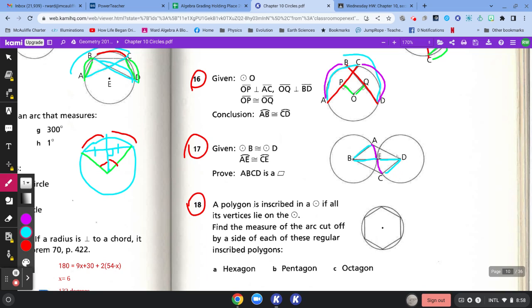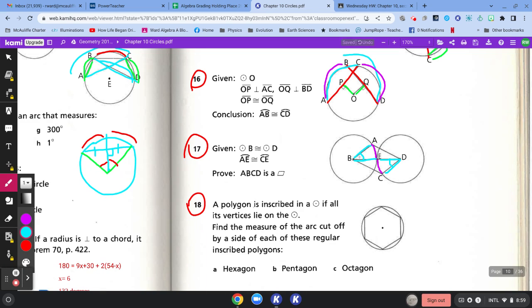So, let's think about this. We know arc EC is congruent to arc AE. And that means that this angle, EDC, has to be congruent. I'll go ahead and use blue again. This is congruent to this angle because the arcs are congruent. So the central angles have to be congruent. That's one of the theorems that we've been exploring in this section.